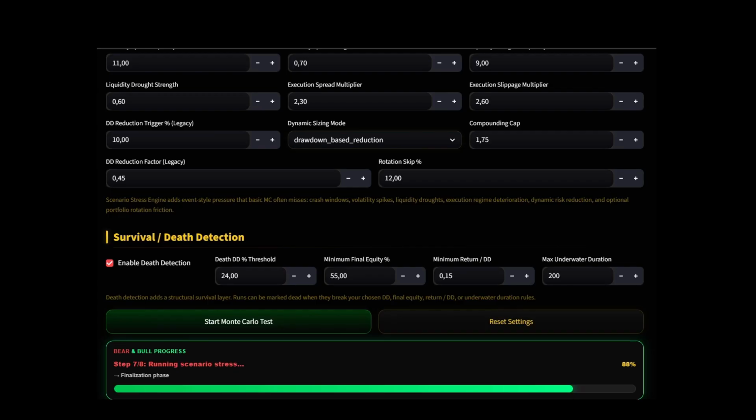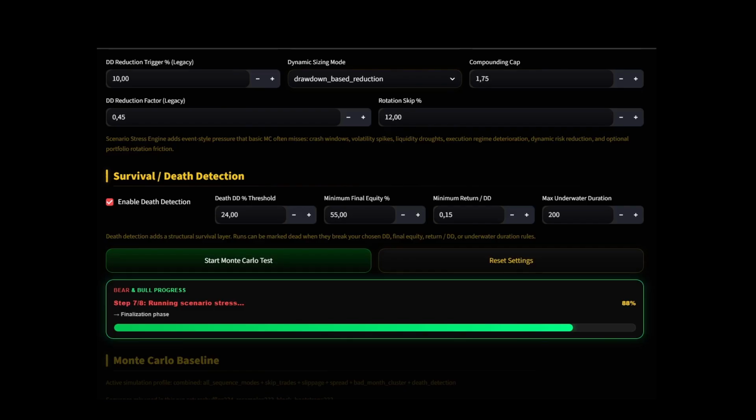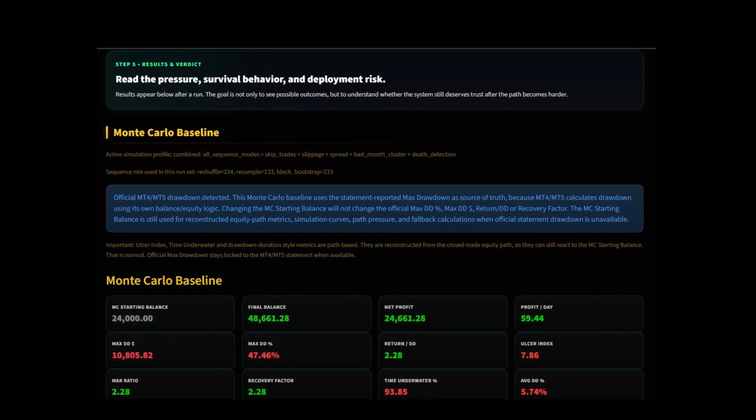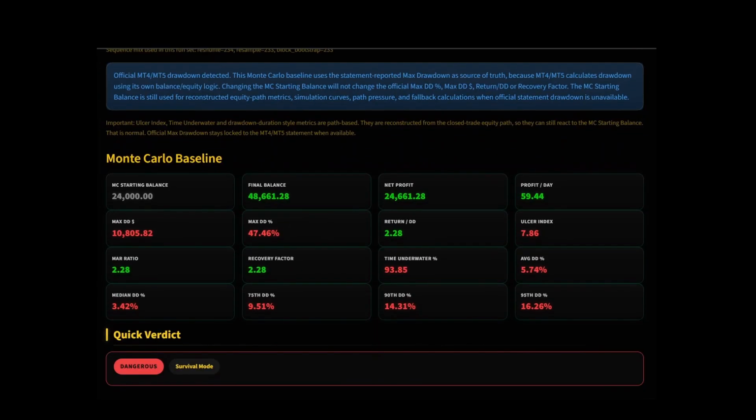Once the simulation is finished, the first section we see is the Monte Carlo baseline. This is the original account structure before we interpret the deeper stress results. Here we can see the starting balance, final balance, net profit, profit per day, max drawdown, return over drawdown, ulcer index, MIR ratio, recovery factor, time underwater, and the drawdown percentiles. This gives us the reference point, so before we judge the stress result, we first understand what the original portfolio looked like. After that, we move into the quick verdict.